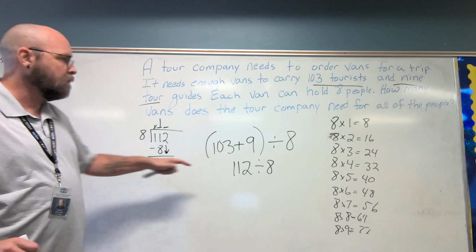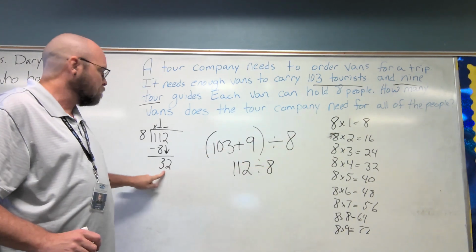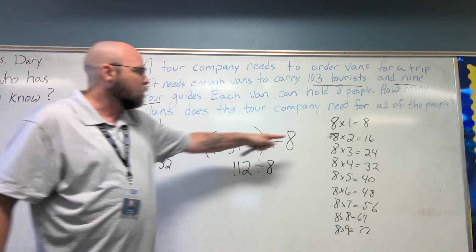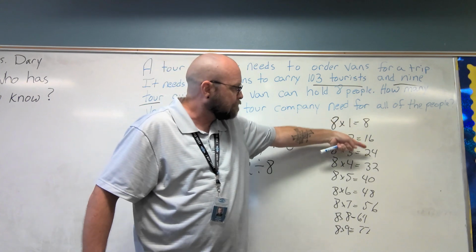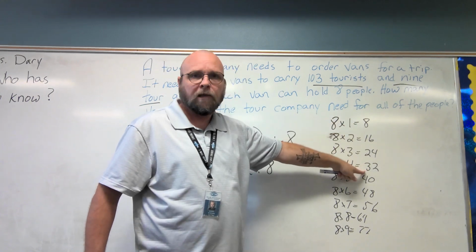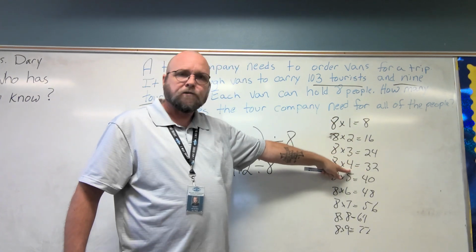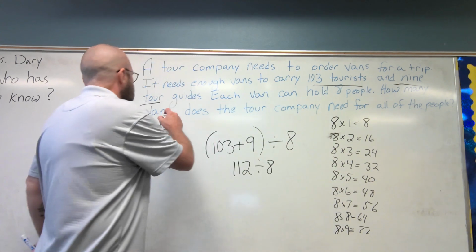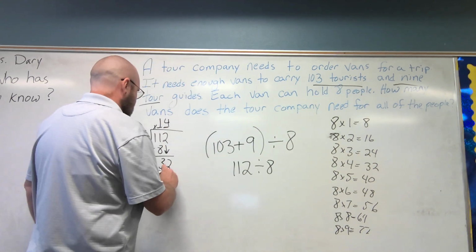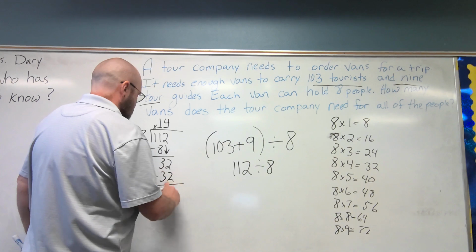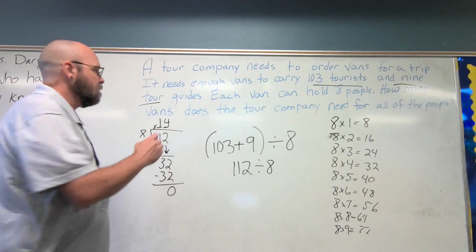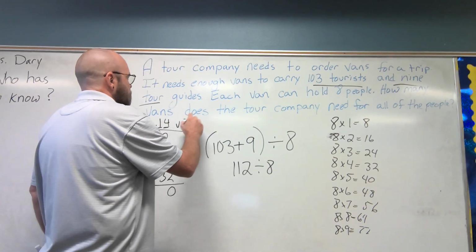Now I need to look over here and find out how close I can get to 32 without going over. I have 8, 16, 24, 32. I can hit 32 exactly. So that's 8 times 4. So my 4 goes up there. 4 times 8 is 32. And I subtract. So I should need 14 vans.